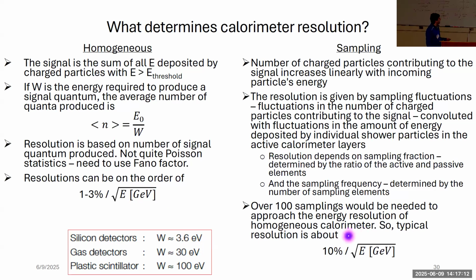And then for sampling calorimeters, there's basically two things that matter. One is how often you sample the shower, so basically how many samplings you have, how many of these layers of alternating absorber and active material. The second thing is your sampling fraction. A larger sampling fraction will give you better resolution. Overall, you get something on the order of, say, 10% stochastic terms for sampling calorimeters, so basically an order of magnitude worse.